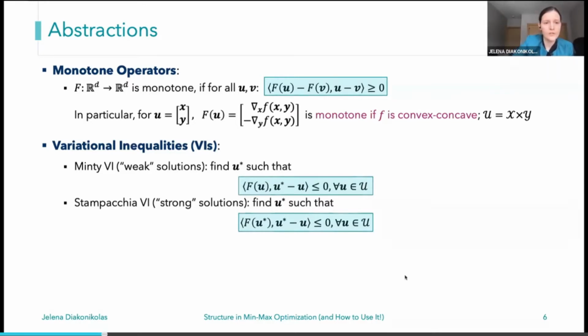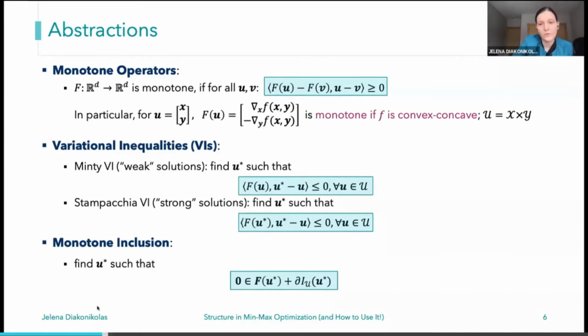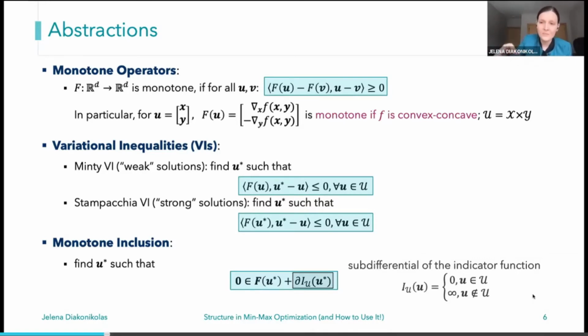Another type of abstraction that people consider is known as monotone inclusion, where you want to find the zero belongs to f of u star plus this weird thing, the subdifferential of the indicator function of the constraint set. If it doesn't make sense, the bottom line is, if you were in the unconstrained setup, you would be looking for the zero of this operator, which would be the same as looking for the zero of the gradient. All this thing does is just account for the cases where you would have a constrained feasible set.